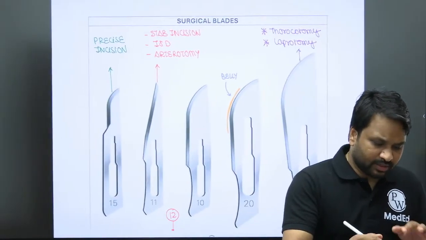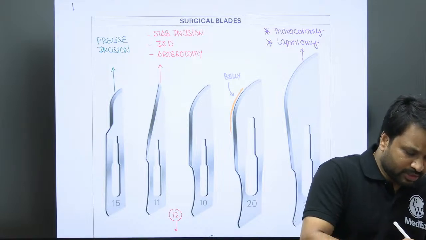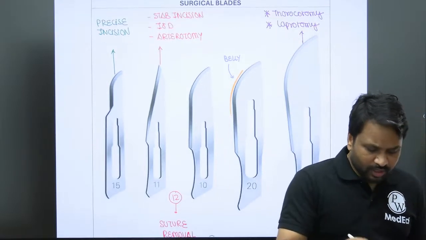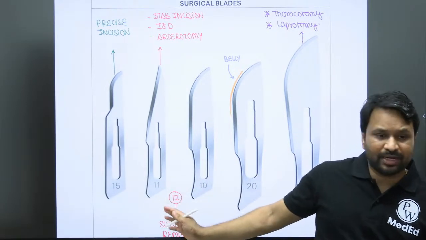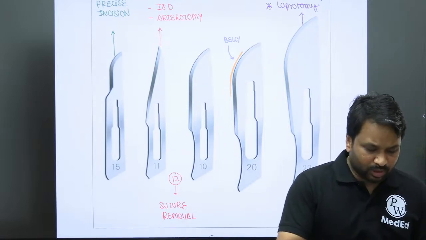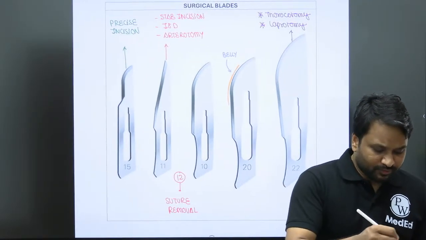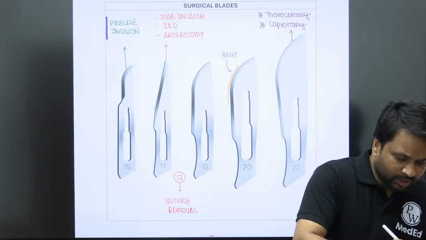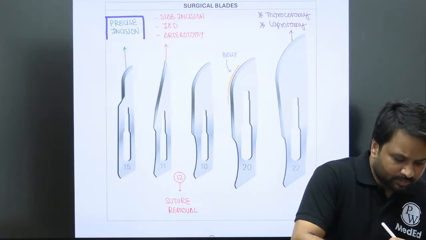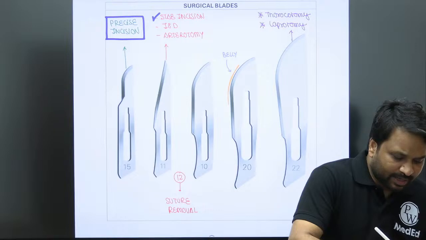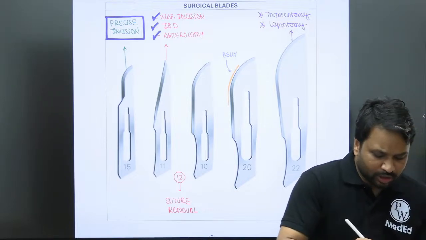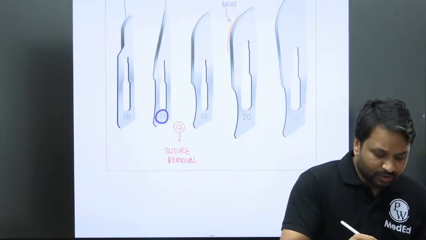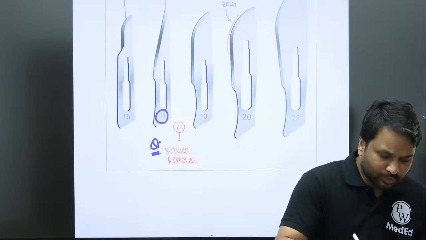Image number 17, a quick recap. Everybody knows about the surgical blades that you have. Now you have the number 11 blade, the number 10 blade, the 20 and the 22 number blade. Remember, if you're looking for a precise incision, I would use a number 15 blade. If you're looking to do a stab incision, an I&D or an arteriotomy, I will use a number 11 blade. For suture removal, it is a number 12 blade.